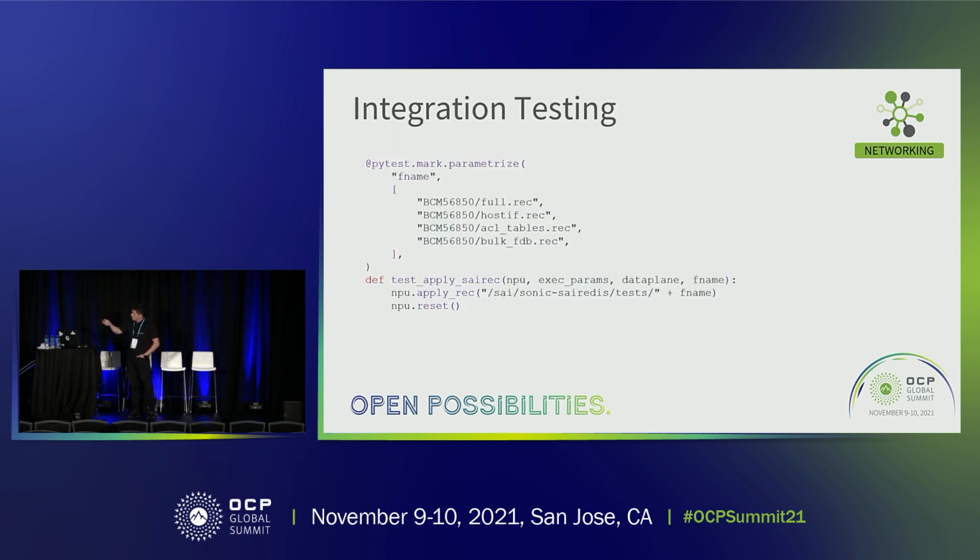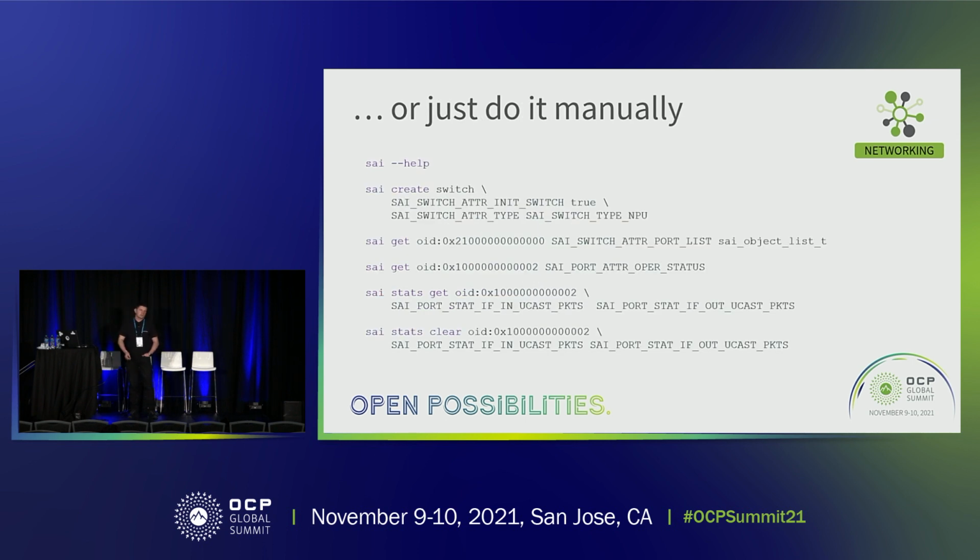And of course, if needed, we can add some additional logic to send and receive packets when we apply those configurations. Or you can do it just manually. As I mentioned before, we have a simple CLI. Here on the screen, you can see a very simple example of how we create a switch with some specific attributes, retrieve the list of ports, check the operational state of a specific port, and then retrieve the counters and clear them. As I mentioned, this simple CLI is very useful when you are debugging something.